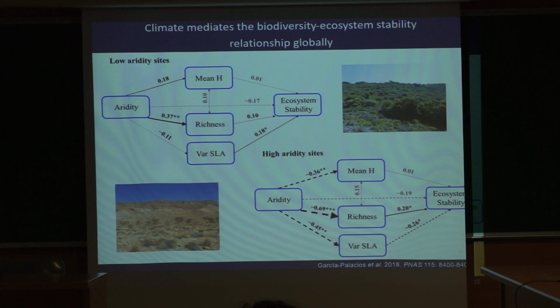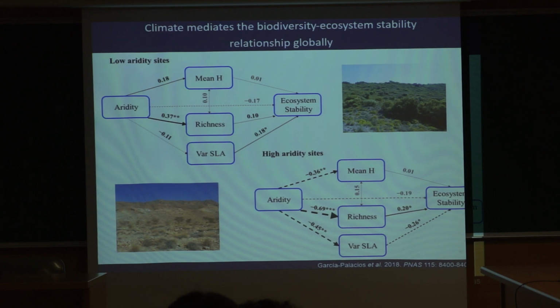So these are very simple models where you include aridity, species richness, and different functional diversity attributes, in this case using mean height and the variance of SLA. And what we found is that in low aridity sites, the importance of functional diversity was much higher than that of species richness. But under high aridity conditions, species richness became a much more important predictor of stability than functional diversity.